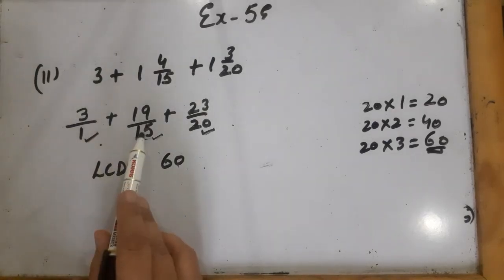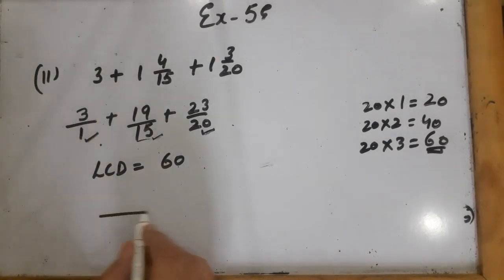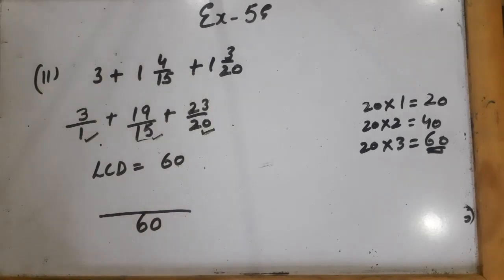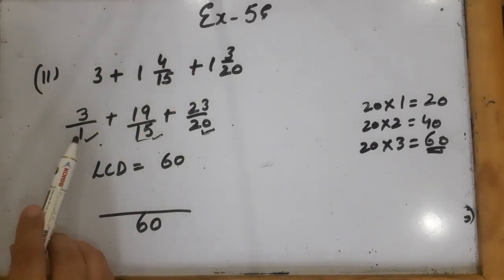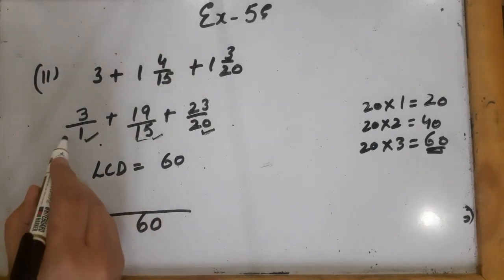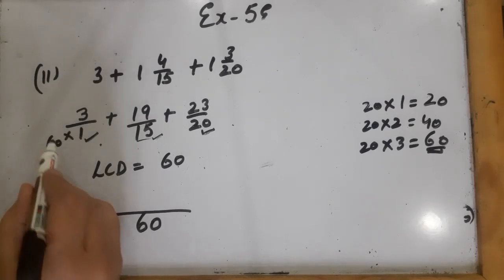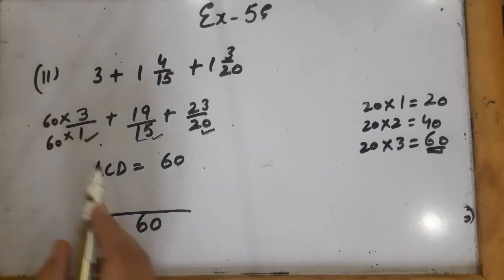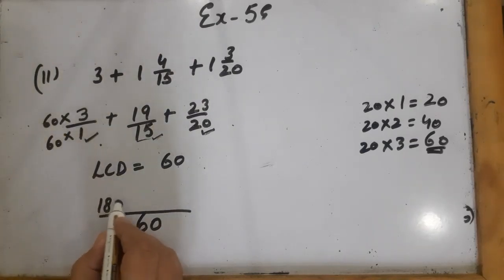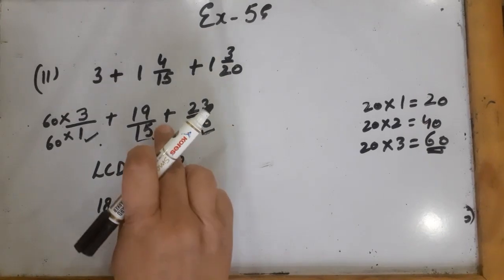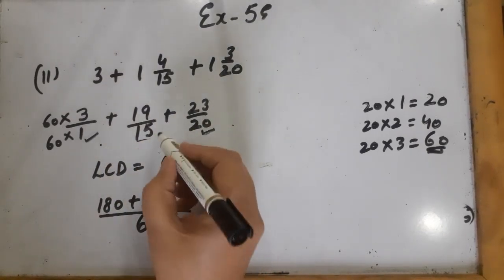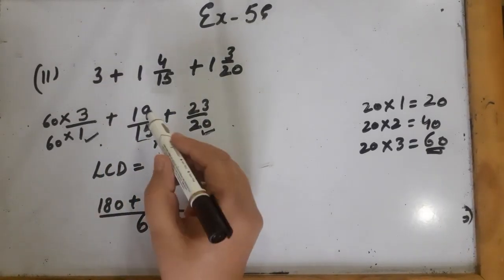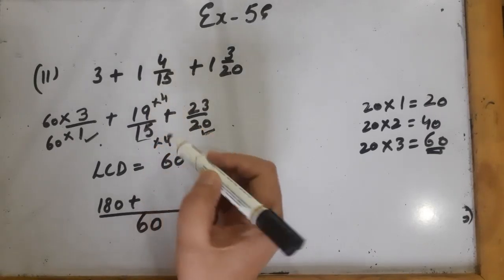Okay, now all these denominators I will convert into 60. Now I have to change the numerators. So first of all I'll see how this 1 can become 60. 1 sixty is 60, so 3 also I'll multiply with 60. So 3 sixes are 18, so this becomes 180. Now 15, how can 15 become 60? Multiply by 4. So 19 also multiply by 4.